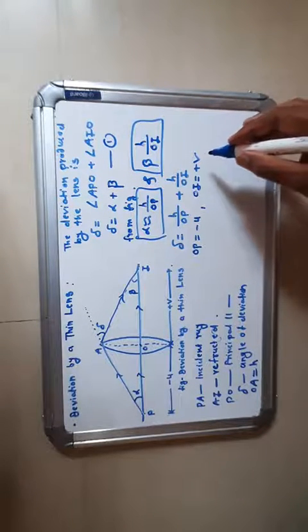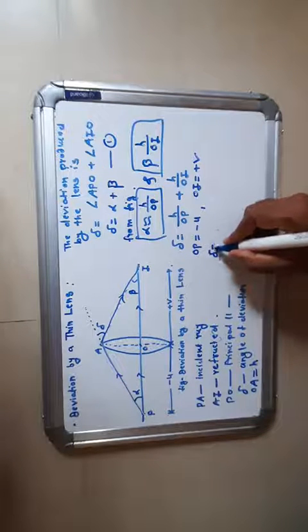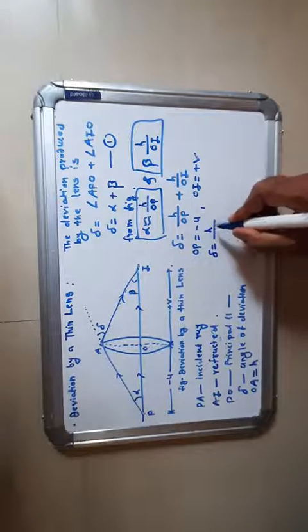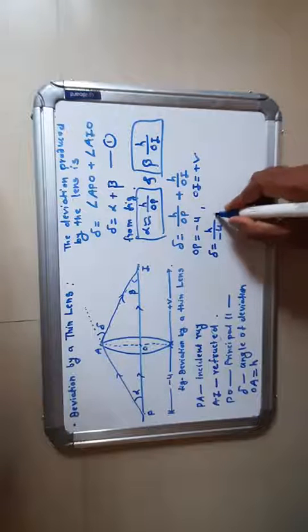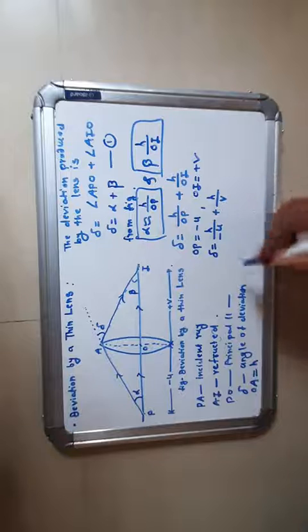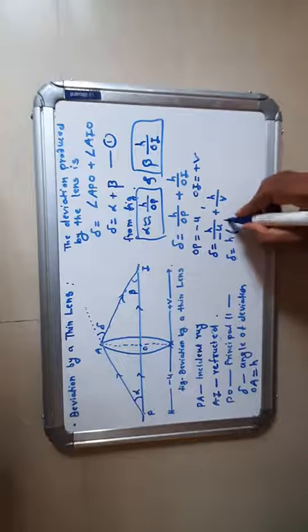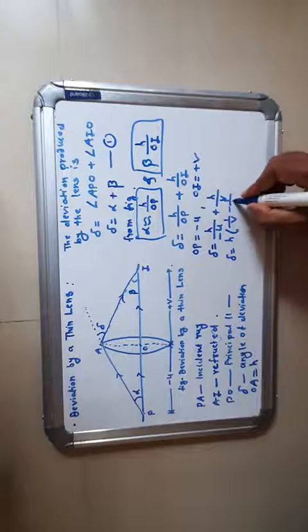Okay, then we substitute the values in the above equation. The angle of deviation is equal to H divided by minus U plus H divided by plus V, right? Then H will be common: H in bracket, 1 upon V minus 1 upon U.